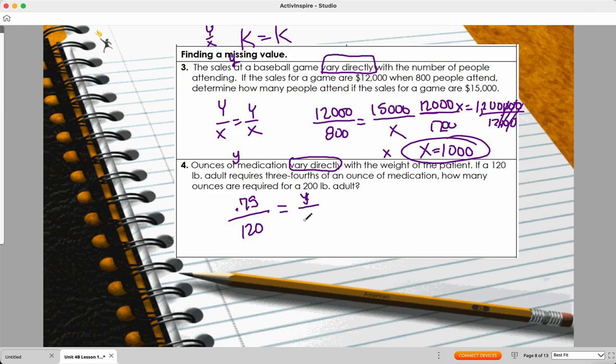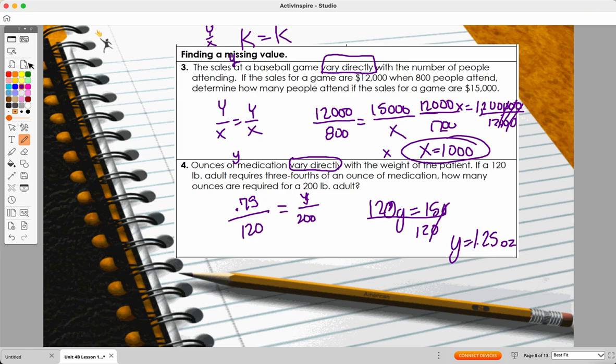y over 200. So we multiply that. That really comes out to 120y is equal to 150. Divide both sides by 120. Cancel my zeros. 12 over 5. y is 1.25 ounces. And you could have said 5/4. I'd accept both answers. So that's our varies directly set.